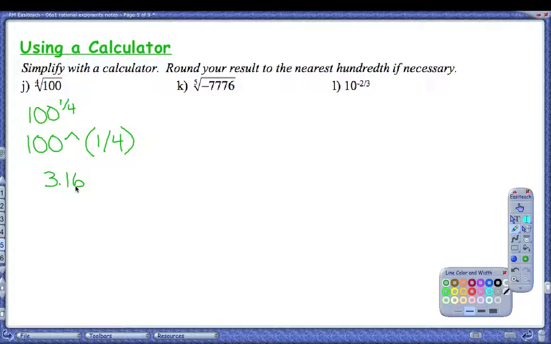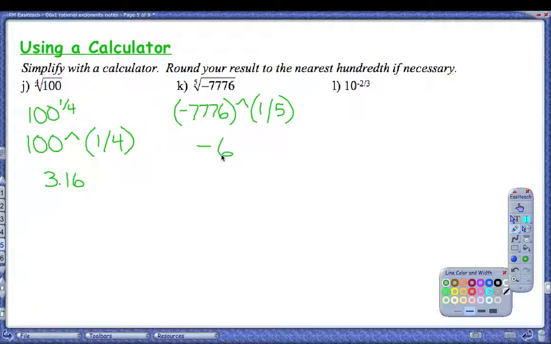Try the next two. Pause your video. Okay, letter K you should have put in. Technically, this negative 7,776 should be in parentheses. In this problem, it would not have made a difference in your answer. Should come out negative 6.